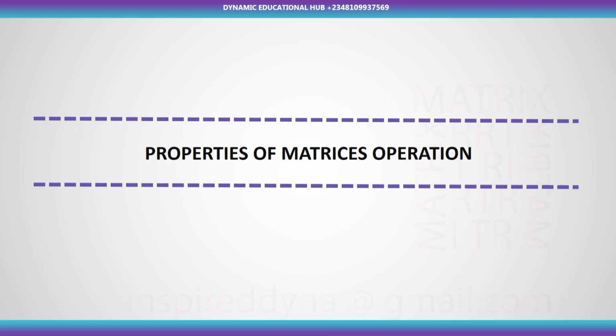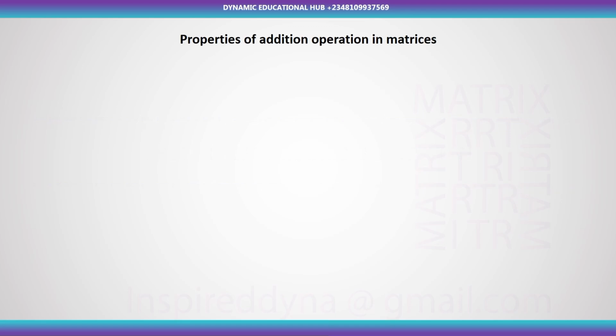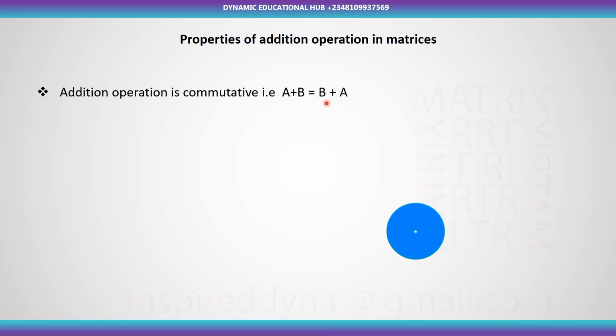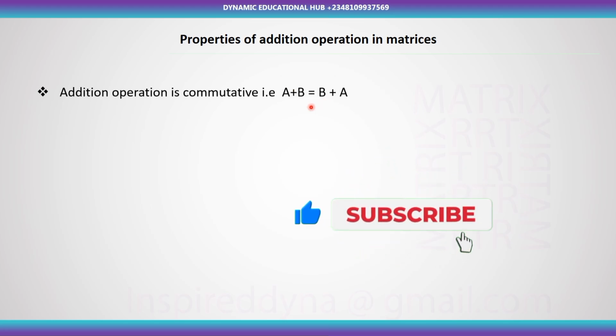Now, properties of matrices operation. First operation we are going to talk about is addition operation. Now the first thing here is addition operation is commutative, that is a plus b is equal to b plus a. When you're adding two different matrices together, it's very simple. Either you pick the first one plus the second one, or the second one plus the first one, you still get the same answer. That is why a plus b is equal to b plus a.